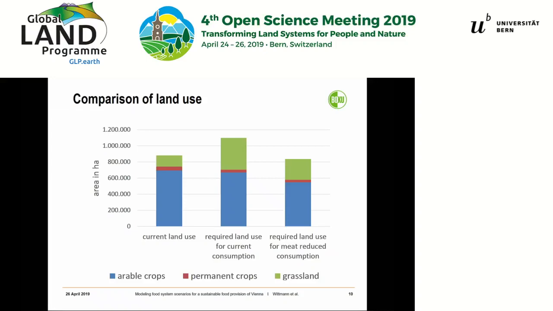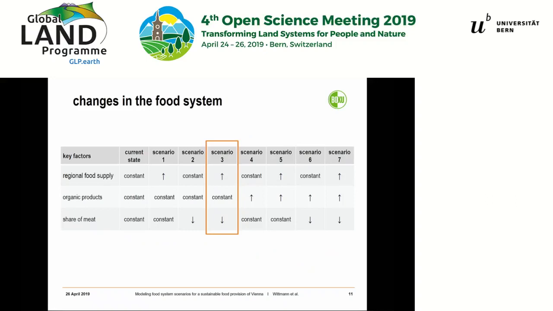Here you see some preliminary results. There are 3 bars in this graph. I begin with the 3rd bar here. You see here the required land use for meat reduced consumption. This is when we go back to these combinations. It's the 3rd scenario. So we have here the condition of regional food supply, which is active here, and also the reduced meat consumption condition is active.